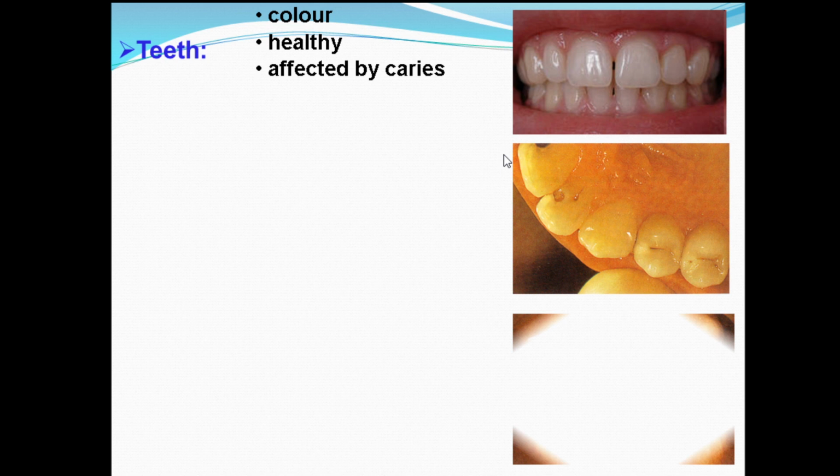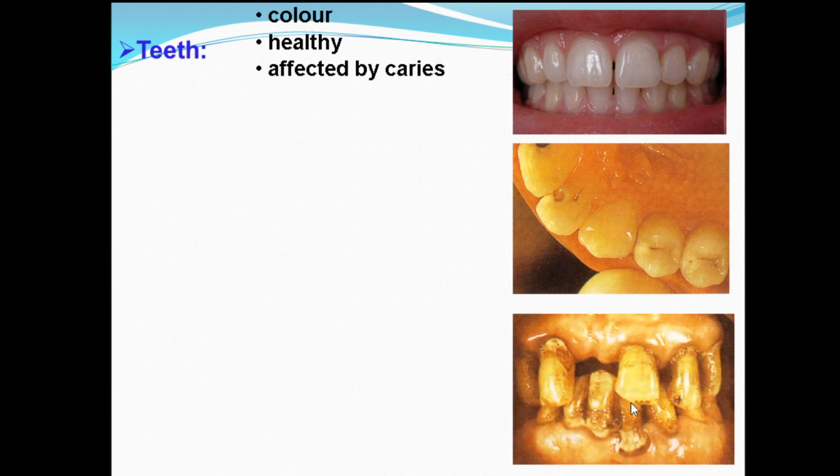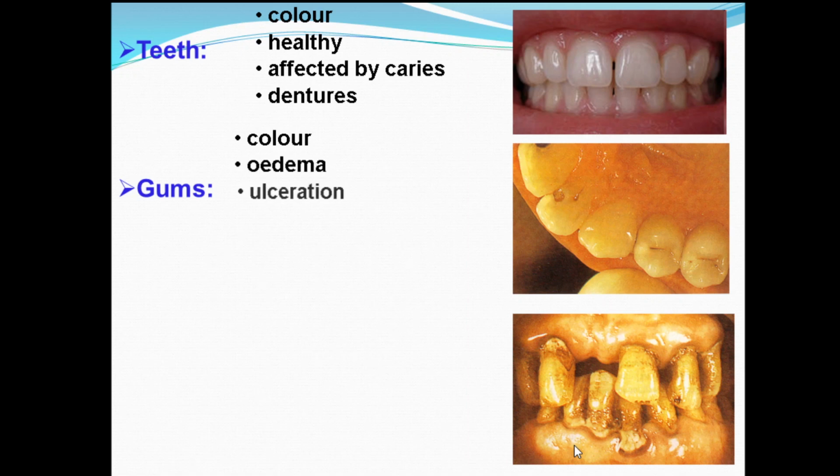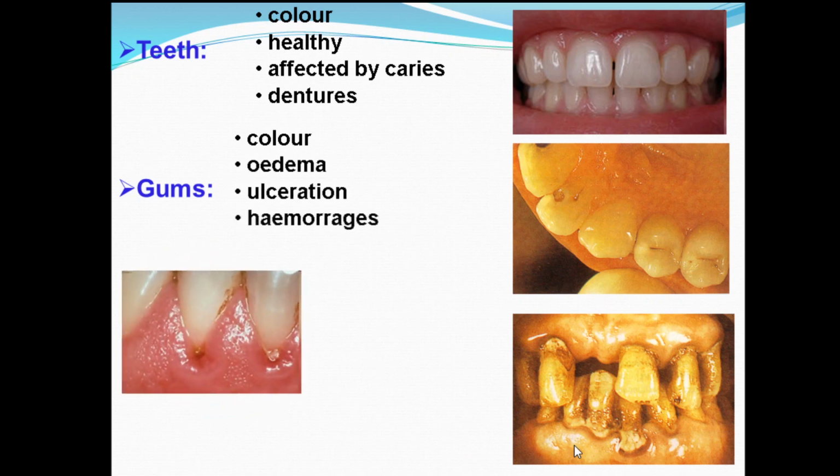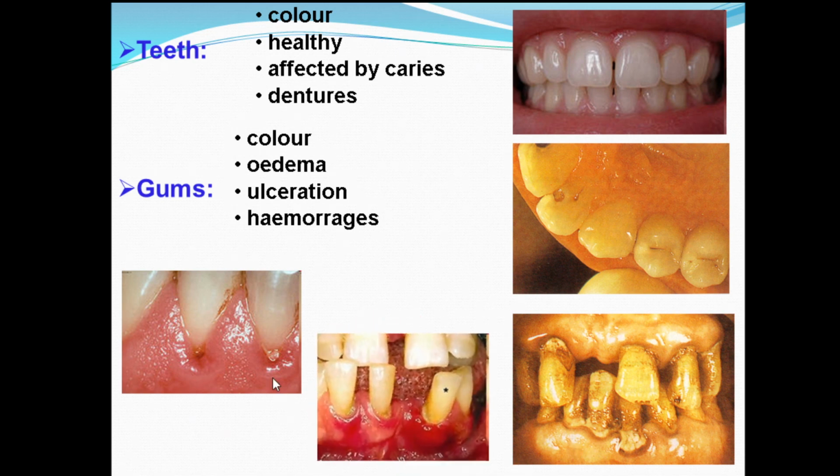Teeth may be assessed only superficially because full conclusion may be given only by a stomatological physician. But visually we can assess their color, we can say healthy or not healthy teeth, because it's easily visible on superficial inspection. We can see dentures in the mouth. Then we'll assess condition of gums. Pay attention to their color. Can be revealed edema, ulceration, some hemorrhage from the gums, which does not need special examination.